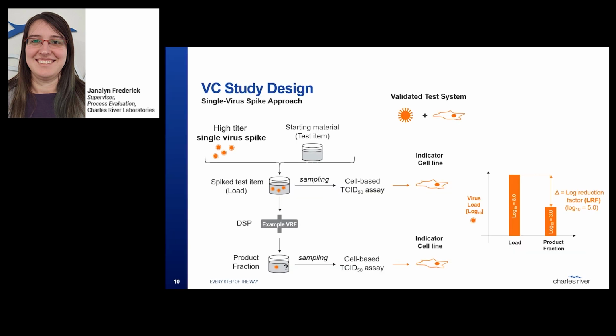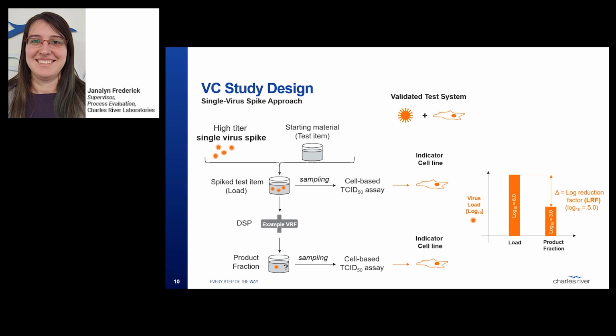A traditional single virus spike approach has CRL spiking a single high titer virus into the test sample, which is the client starting material. We use a validated test system of that virus on its indicator cell line, for example, murine leukemia virus on PG4 cells. From the spiked sample, we take an aliquot to test by TCID50 assay on the indicator cell line.